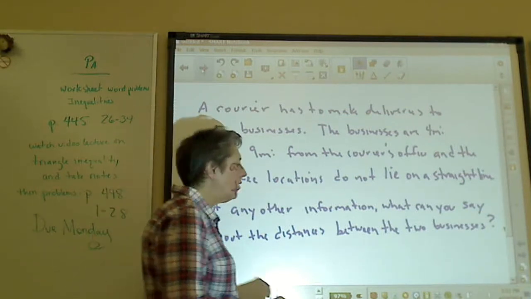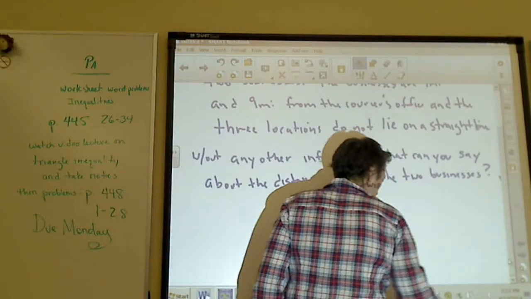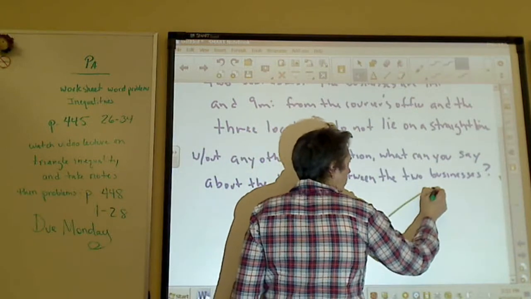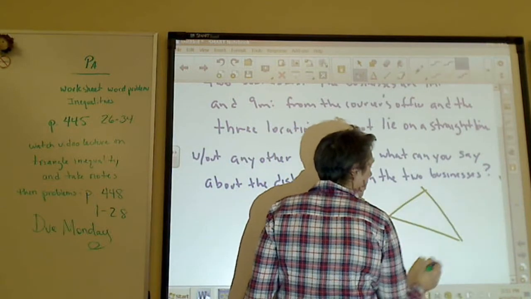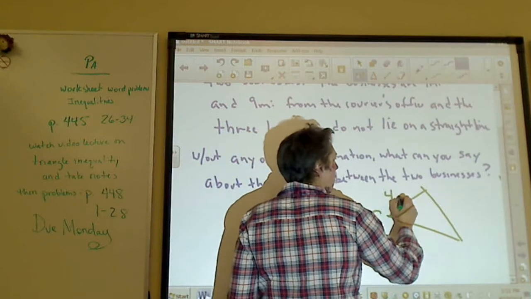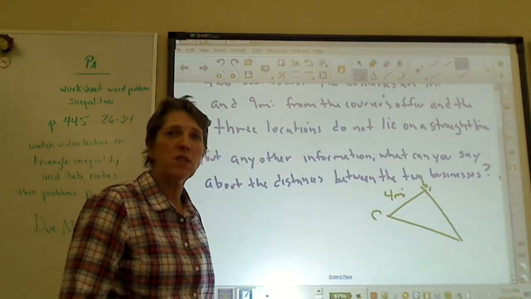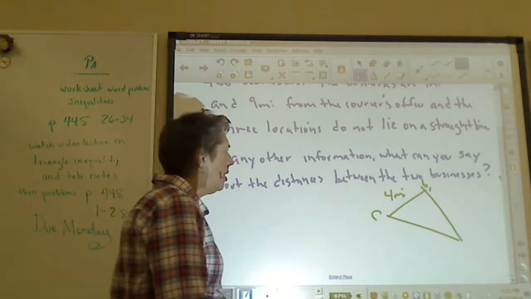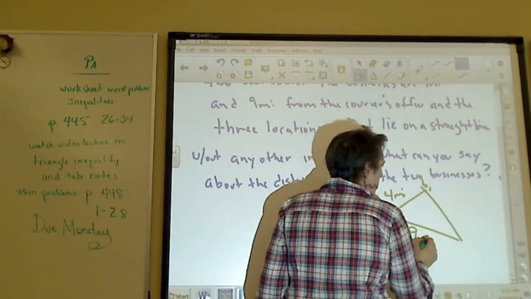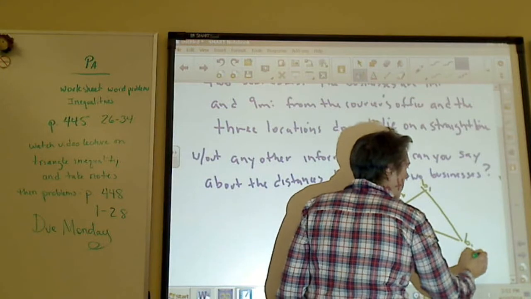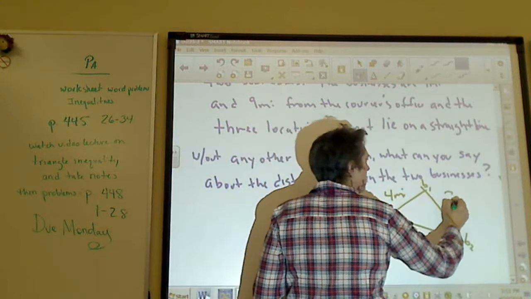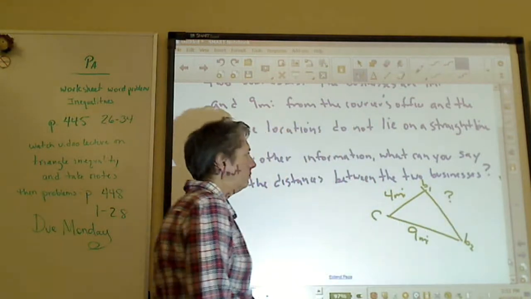Well, let's make a rough sketch of what we know. We know that the courier's office is 4 miles from business 1. So I'll say B sub 1 for business. That's a way to organize my data. I know that it's 9 miles to another business, B sub 2. And I want to know the distance between these two.